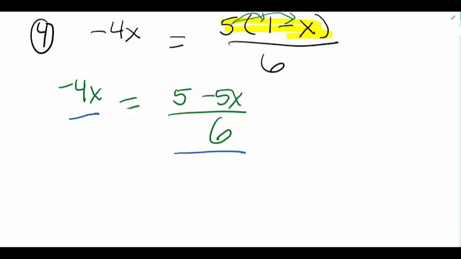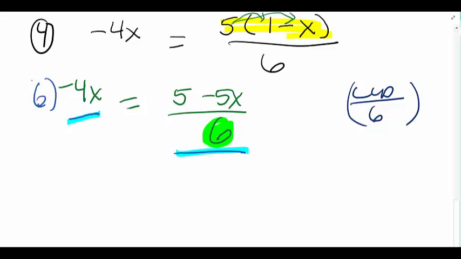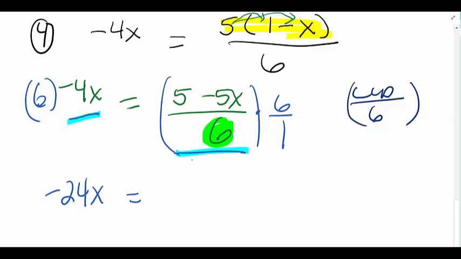So my LCD here, I only have one denominator. So my LCD is 6, or 6 over 1, and you're multiplying every single term, which are these 2 terms here, by the 6. So that's going to give me a negative 24x equals, and I'm going to multiply this side by 6 over 1. That is all one term. Be careful. These 6's cancel. I'm left with 5 minus 5x.